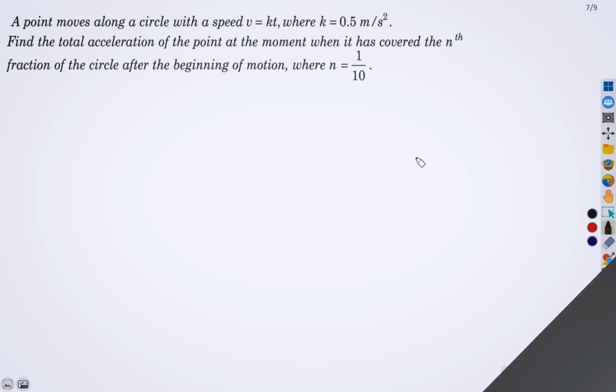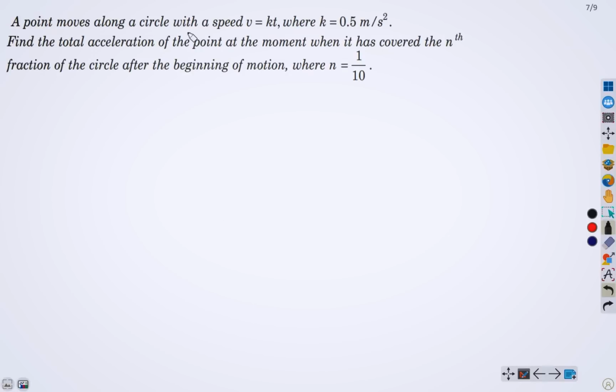Okay. Given a point moves along a circle with a speed v equals kt, where k is some constant, we have to find the total acceleration of the point at the moment when it has covered the nth fraction of the circle after the beginning of motion, where n equals this quantity. Okay, so let us first write down the data that is given. We have given that v equals kt, and the value of k is given as 0.5 meter per second square.